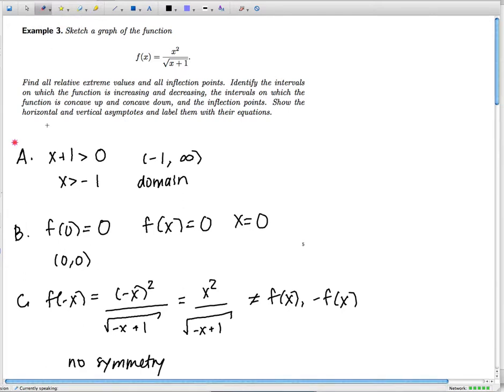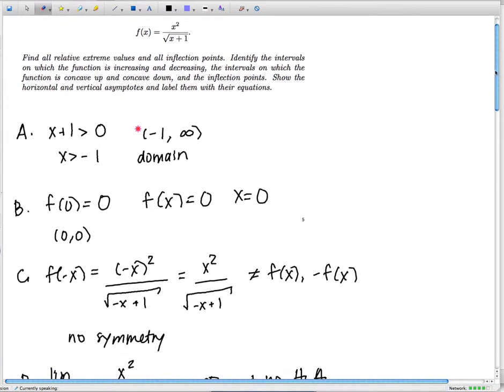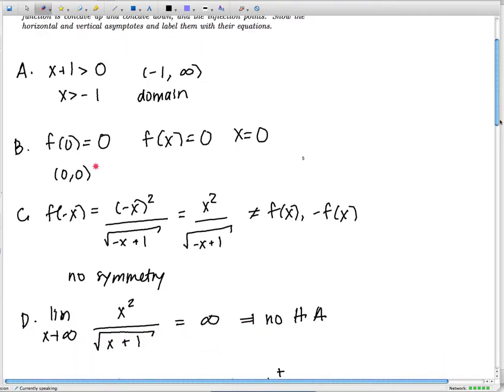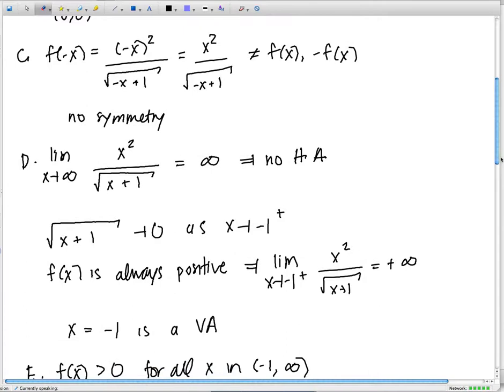The domain is, we have a square root in the denominator, so x plus 1 needs to be positive, which means x is bigger than -1, which means our domain is the open interval -1, infinity. What about intercepts? Well, when x is 0, y is equal to 0. So (0, 0) is our y-intercept. And if we're looking for x-intercepts, we set f of x equal to 0. That gives us x is 0, so (0, 0) is both our x-intercept and y-intercept.